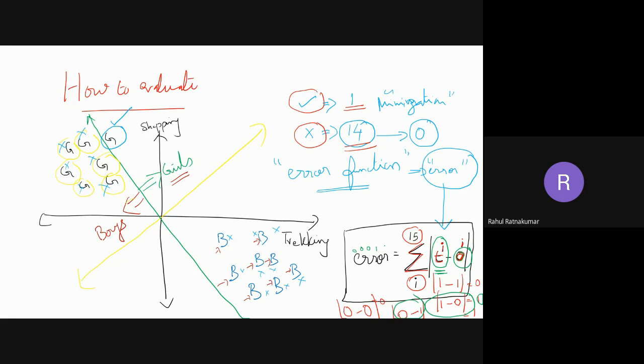All those points are added together using the sigma, and we get an error function. Here the error function is 14. Why? Because there are 15 points and only 1 point was perfectly classified. If all the points were misclassified, the error would be 15, because I have 15 points here.